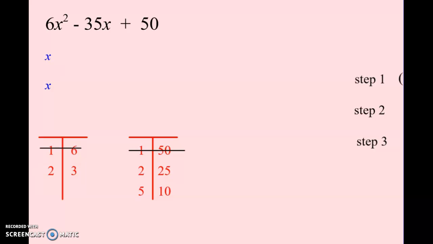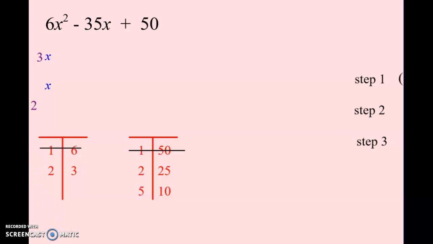This is what I mean. 6 times 50 is 300. And even 1 times 50 is 50 plus 6 is going to give me 56. So that's too big. It's not going to give me the 35 that I need. Next, I know that I'm going to have something that has a 5 in the units place in order to be able to get the 5 that's in the units place in my middle term. So I know that 2 and 3 are going to be my answers. That's the only thing that I could use for the 6. So I'm going to put those in right now.